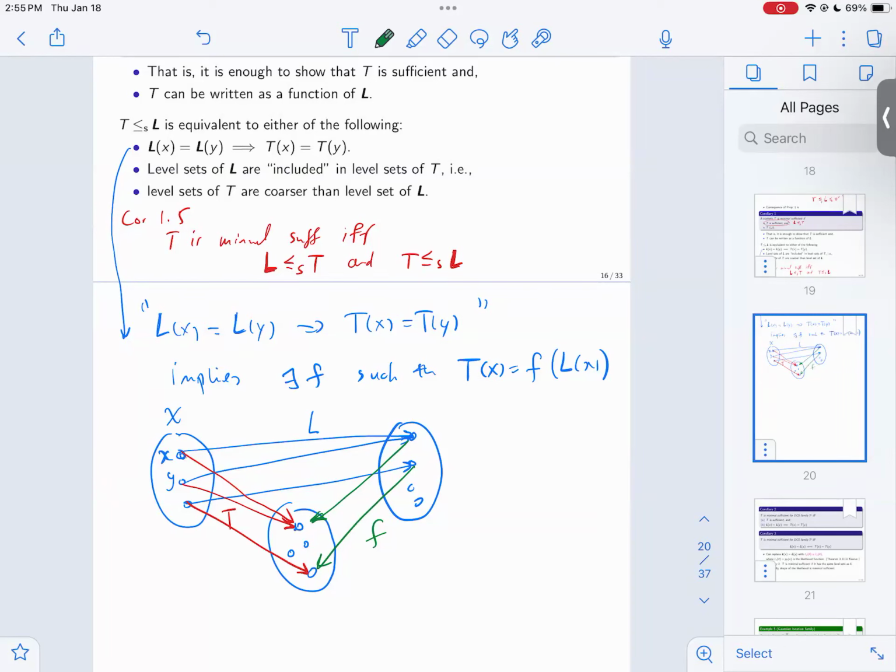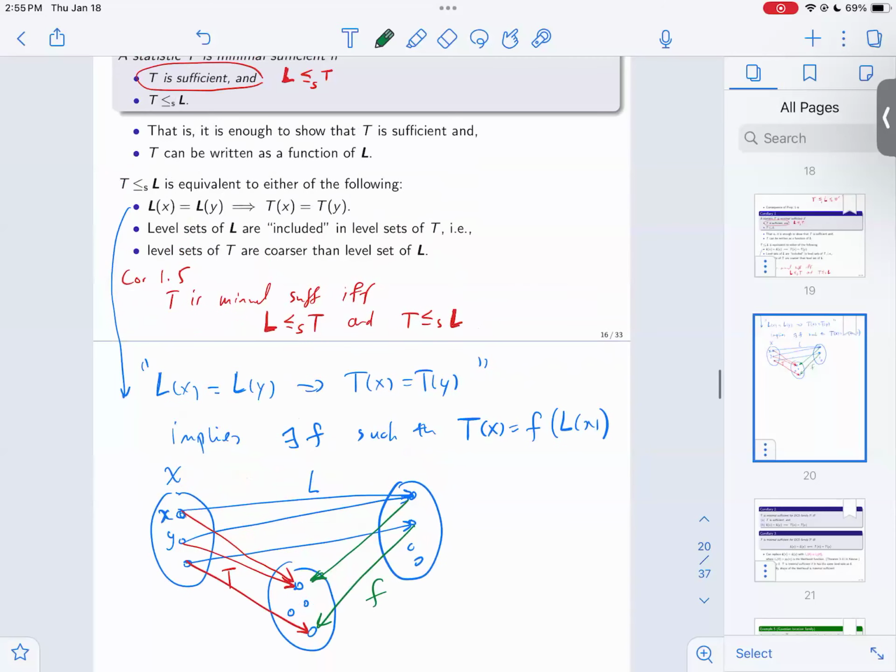I can write the composition of L and F as T. So if you think about this kind of picture, it becomes sort of obvious that this is equivalent. So T can be written as a function of L if and only if whenever L maps things to the same thing, T has to map into the same thing. Another way of saying this, again, this is another characterization, is that the level sets of L are included in the level sets of T.